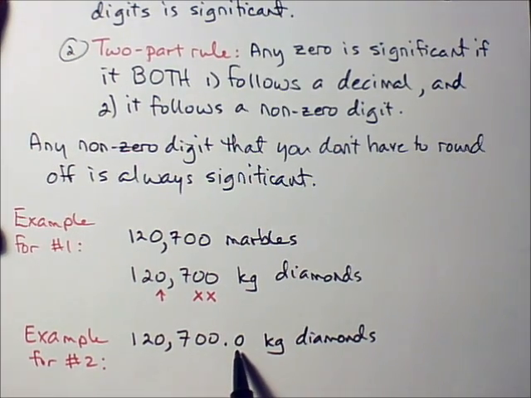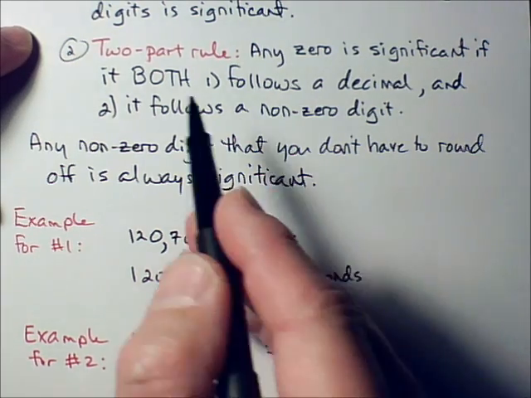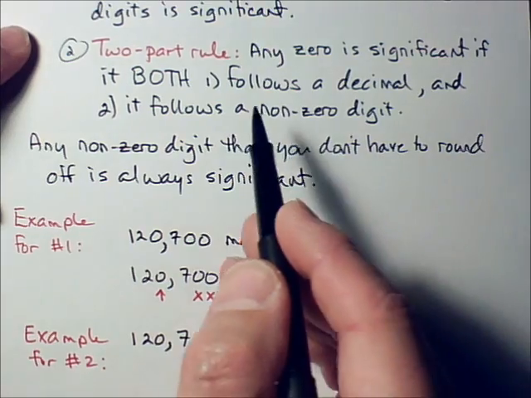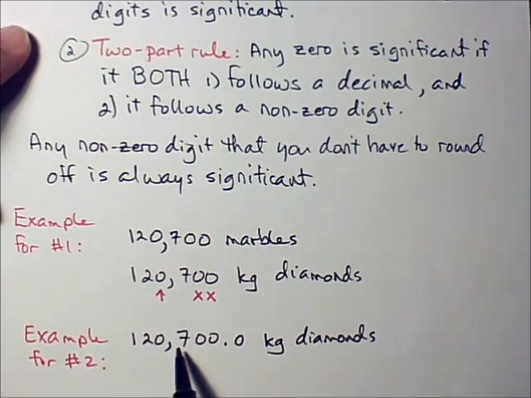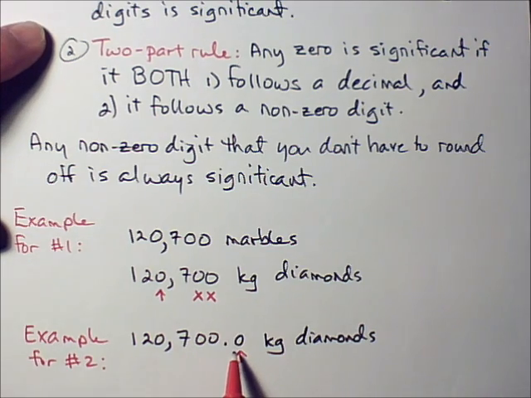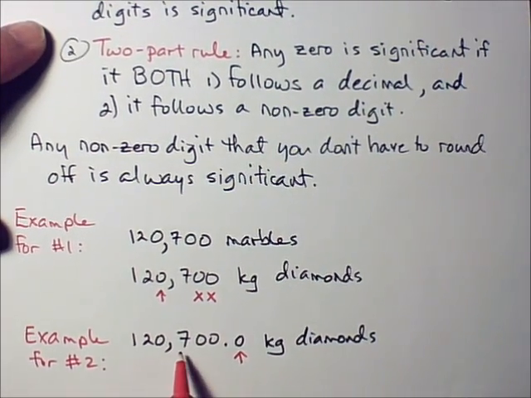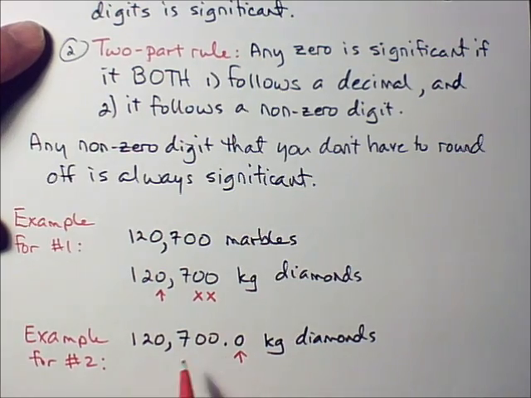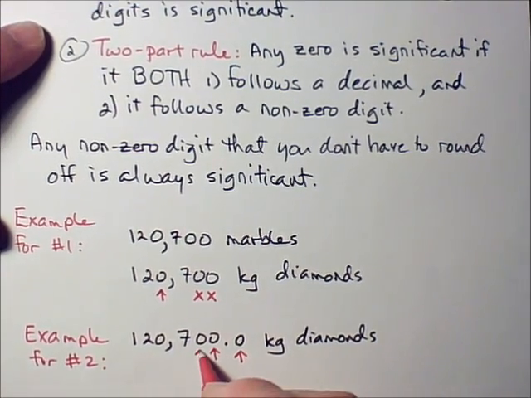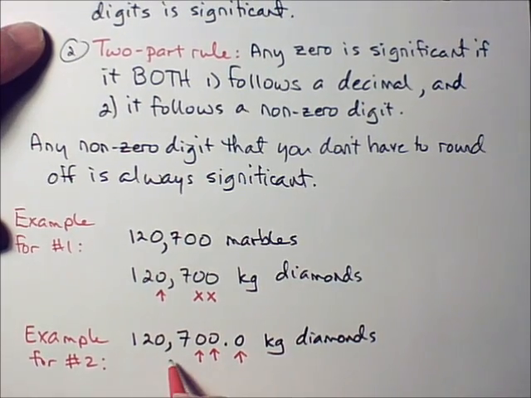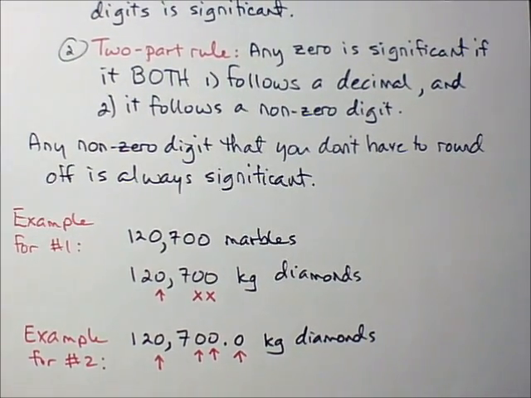So, is this new zero I added significant now? Yes, it is because it both follows a decimal and it follows a non-zero digit. It's to the right of a decimal place and a non-zero digit. So this zero is significant. Now because this zero is significant, these two are significant because they're between two significant digits. That zero is significant, the non-zero digit 7 is significant, so both of these are significant. And this zero here we said was significant earlier because it's between two non-zero digits. Does that make sense?